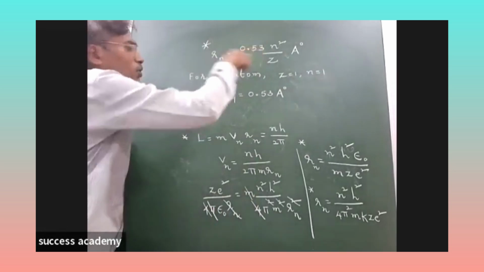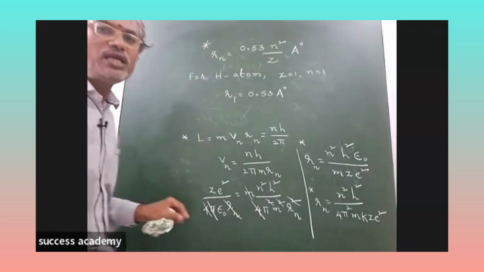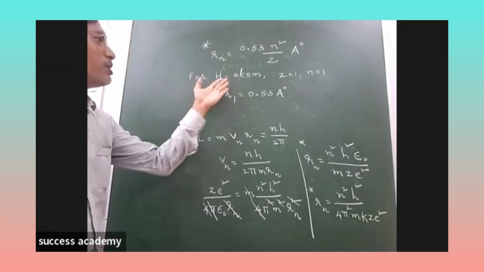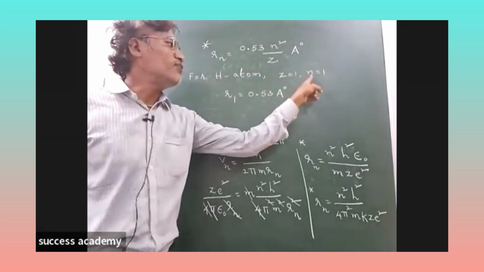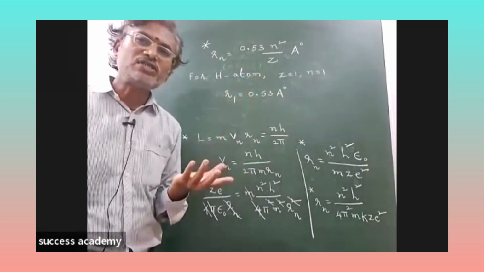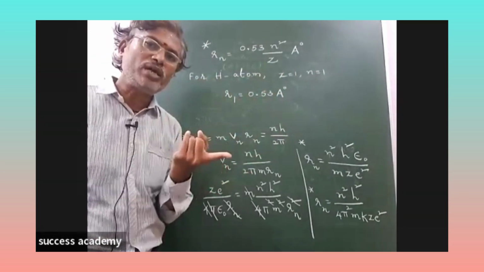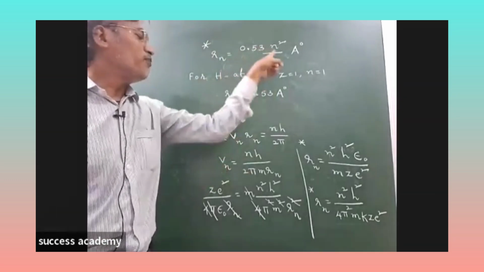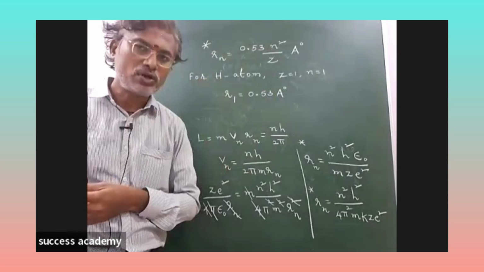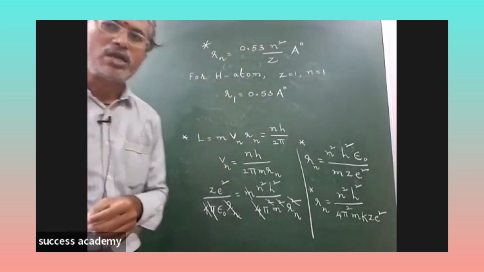You must remember this formula well. Rn is equal to 0.53 n square by Z. For H atom, hydrogen atom, atomic number is 1, and for the first orbit here I considered n equal to 1. Why? Because it is the radius of the first orbit, so n equal to 1. Then R1 equal to 0.53 Armstrong units. Got it?